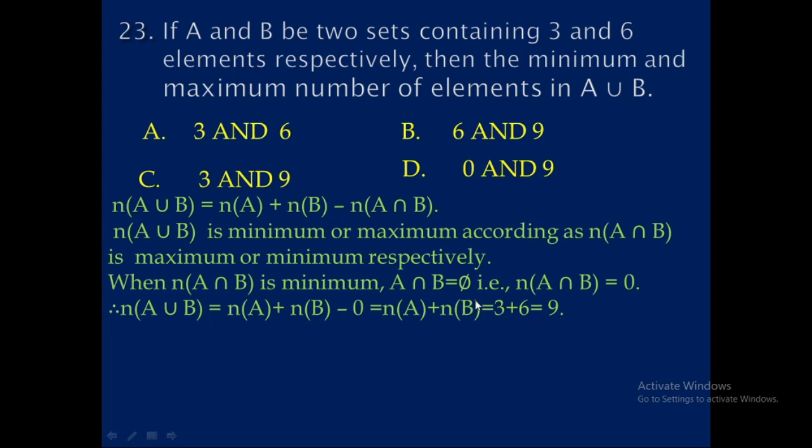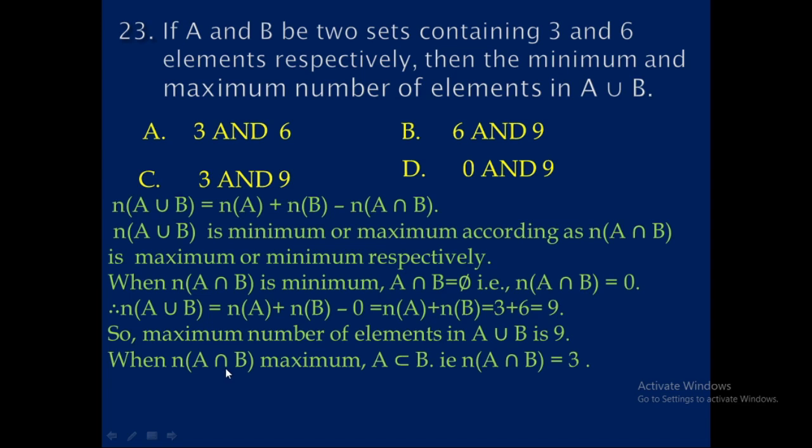And when A intersection B is maximum, A must be a subset of B. Is it clear? A is a subset of B because the number of elements of A is less than the number of elements of B. Then if A is a subset of B, you know that the number of elements of A union B is exactly equal to the number of elements of B. N of A union B is equal to N of B, that value is equal to 6. Therefore, the minimum number of elements of A union B is 6.